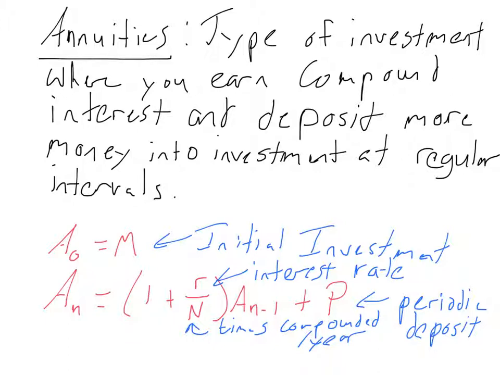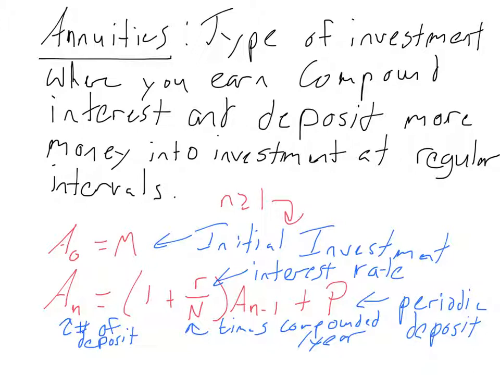A sub n minus 1 is just the amount you had in your annuity before you compounded the interest and put the new deposit in, and n is the number of the deposit, or compounding period, whichever you want to think of it, because you deposit every time it compounds. So the number of deposits you've made is the same number of times that the interest is compounded. And n is always greater than or equal to 1 in this case. We start at 1 and go from there for this particular formula.